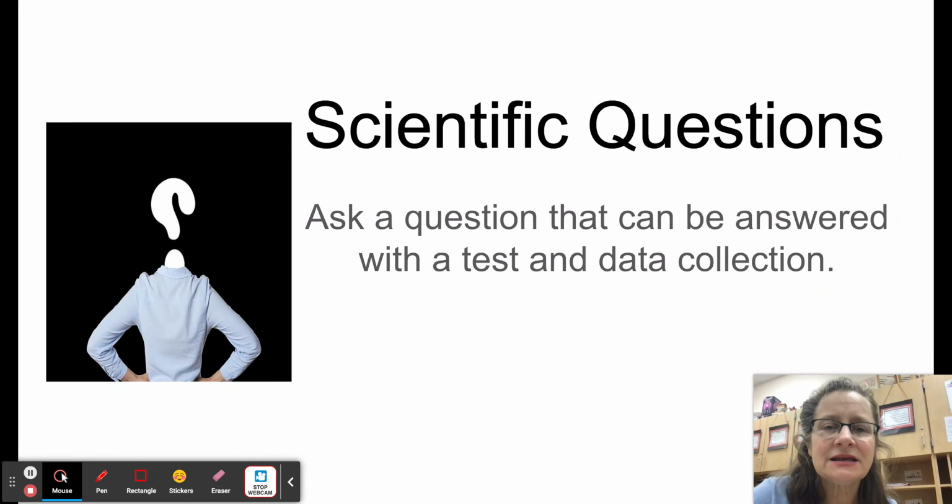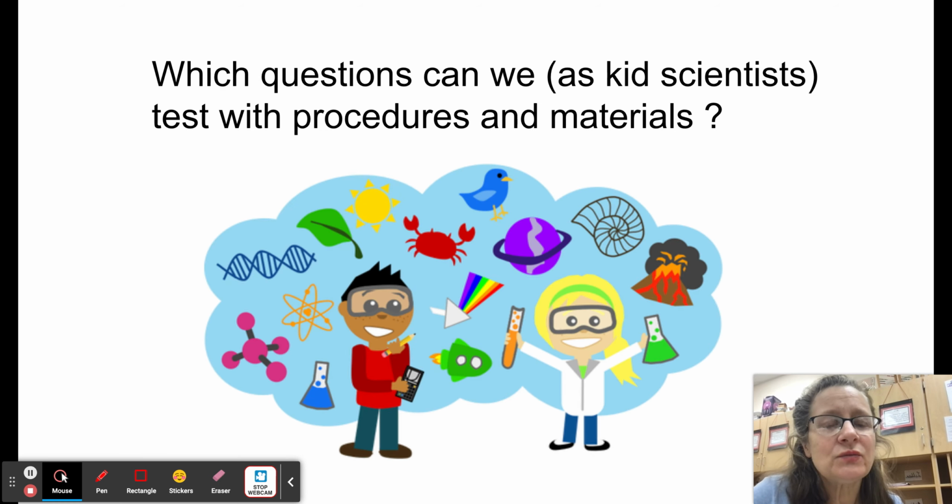Creating scientists. In this lesson, we will be looking at scientific questions. We will ask questions that can be answered with a test and data collection. That's the goal. And so in this lesson, you're going to evaluate what questions would be good for you as a young scientist to test. Which questions can we as kid scientists test with procedures and materials at school or at home?